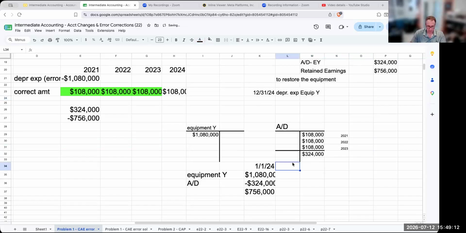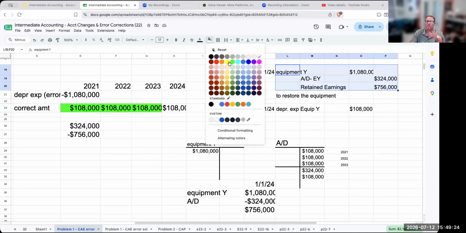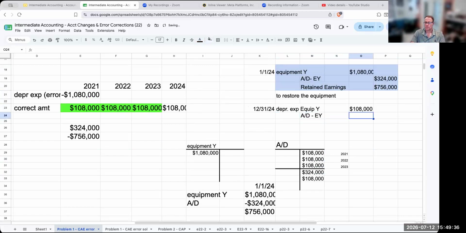Now you might be asking, well, Bennett, why are you doing this separately? Because the 108,000 is the depreciation expense for the current period, right? I don't want to include any type of errors. This is hitting all balance sheet accounts, right? So by doing this, I'm restoring the equipment. And over here, I'm now going to basically record the depreciation. Okay, so basically to record depreciation expense, equipment Y.